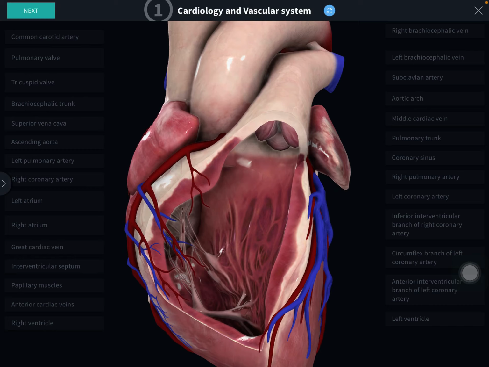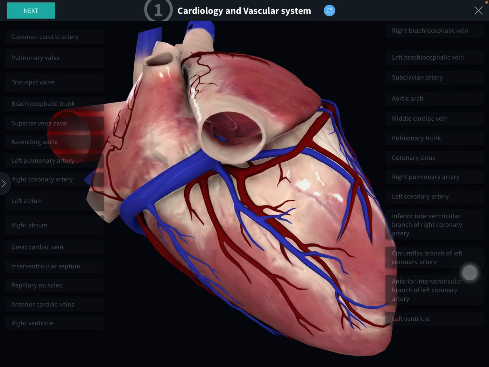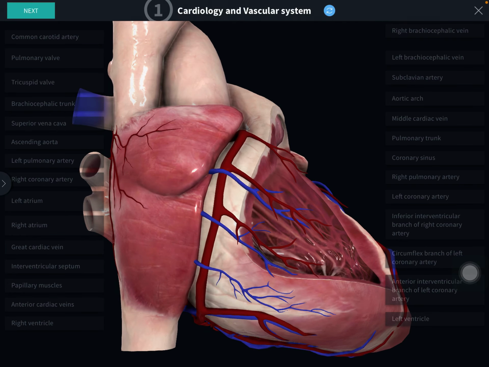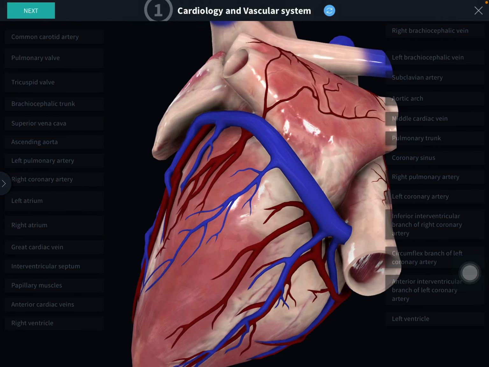Now we will see the diaphragmatic surface. So this is the diaphragmatic surface of the heart. It is flat and faces downwards and backwards. It is formed only by two ventricles, 2/3 by the left ventricle and 1/3 by the right ventricle. It is separated from the sternocostal surface by the inferior border and from the base by the posterior part of the AV groove.